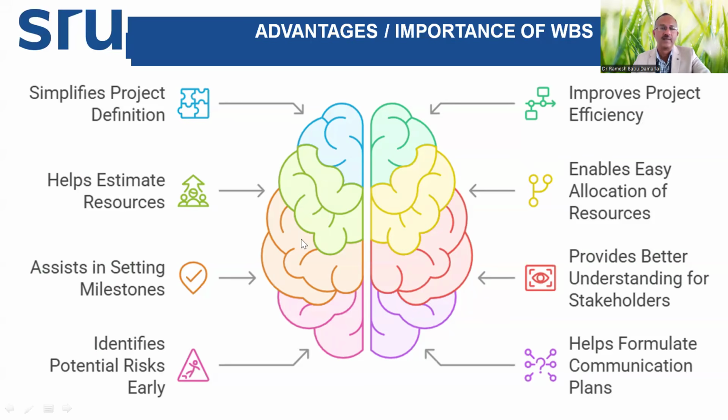Then having these WBS elements in detail helps in making estimation of resources, particularly sub-assembly, work package, what raw material required, what machinery is required, how many man hours required. So it is easy to estimate the resources for each element and combine them in the end. This WBS assists in setting milestones. When we have divided manageable subcomponents, it is easy to set the milestone for each. And also during this process, potential risks are identified early.